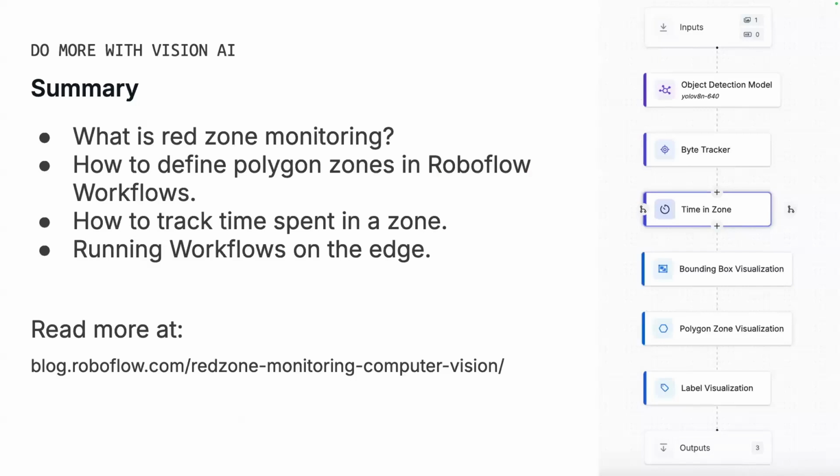So in summary, we spoke about what red zone monitoring is, how to define polygon zones in Roboflow workflows, how to track the amount of time an object spends in the zone, and then also how to run a workflow with a deploy snippet in our application. The same principles that we use for red zone monitoring apply to any zone monitoring scenario you have.